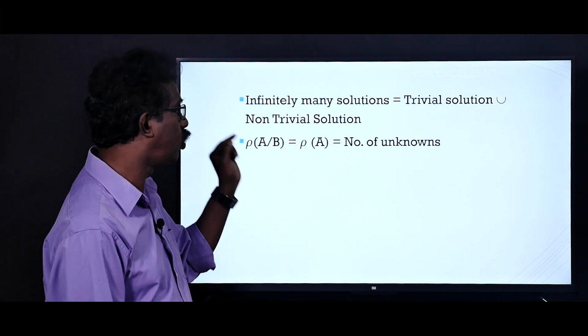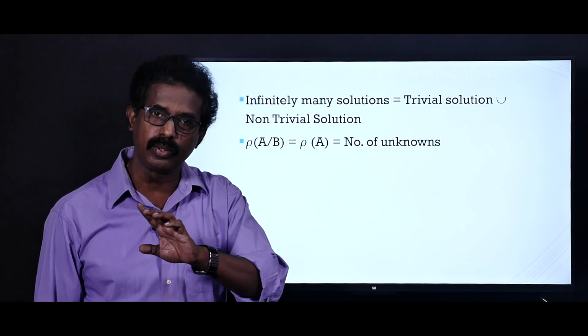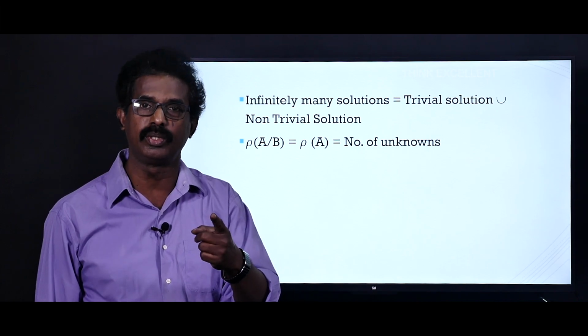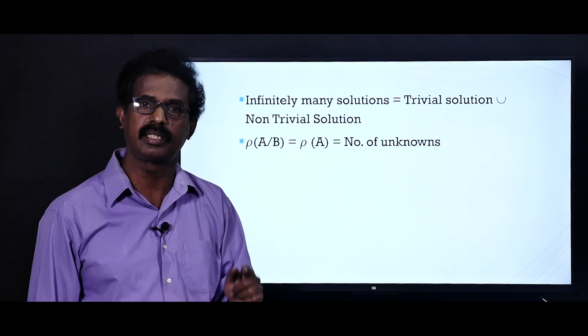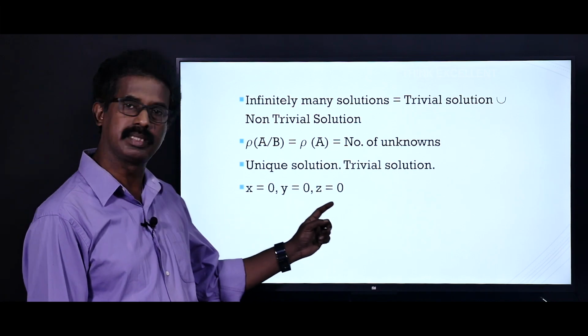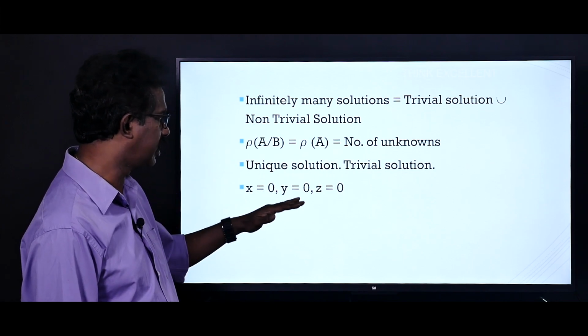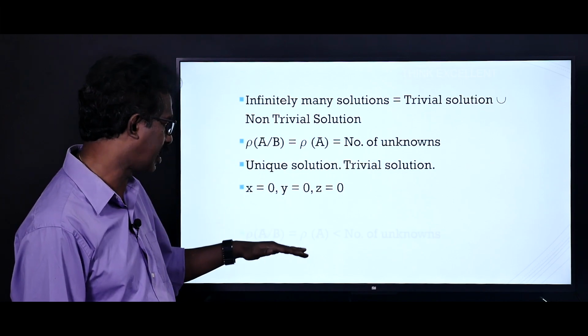And in the case of homogeneous equations, to find that unique solution, no need to do any calculation. What is that unique solution? It is the trivial solution. What is the trivial solution? X equal to 0, Y equal to 0, and Z equal to 0. When the ranks are equal to the number of unknowns, this is the solution. No need for any calculation.